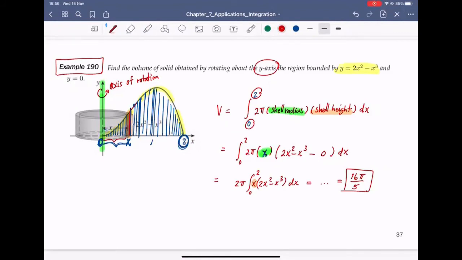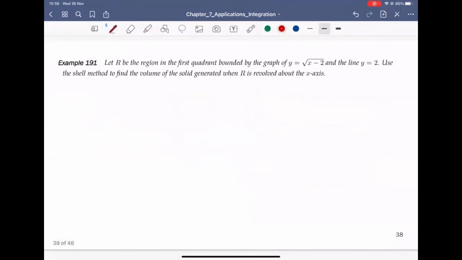All right, we are going to look at example 191. For those of you who want to stay practicing the shell method with me, I need 15 to 20 minutes more. All right, sounds good.